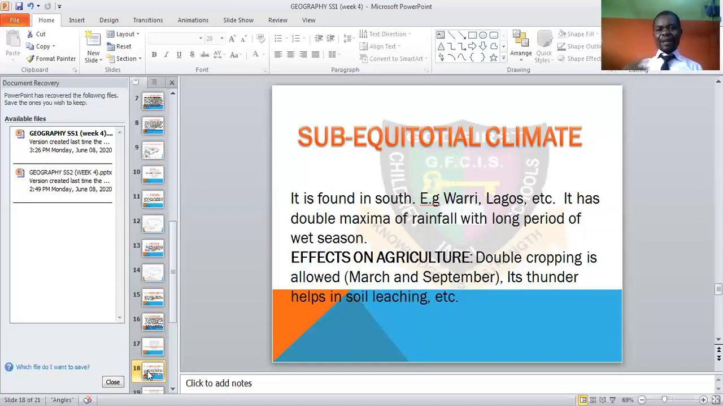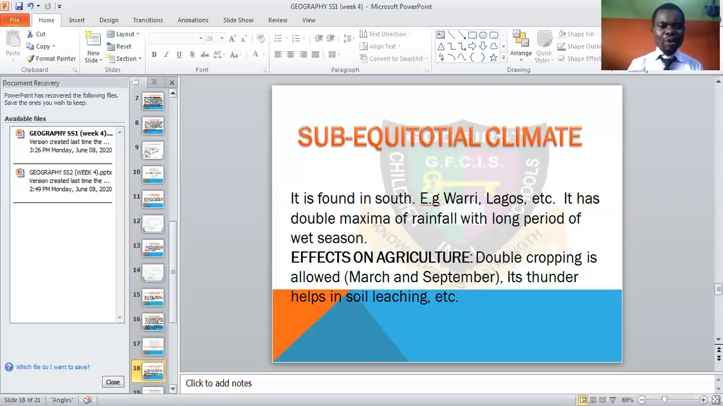At a period, you have a break. That's why it is called double maximum. It has some good side or bad side on agriculture. For example, double cropping. Because you have double maximum, the first time between March, that period that the rain starts, you can plant. Then when you have the break, you stop. Around September or so, we have the second season, you can also plant. That's the effect. Then the thunder that it brings helps in soil leaching. That is what we mean by that.